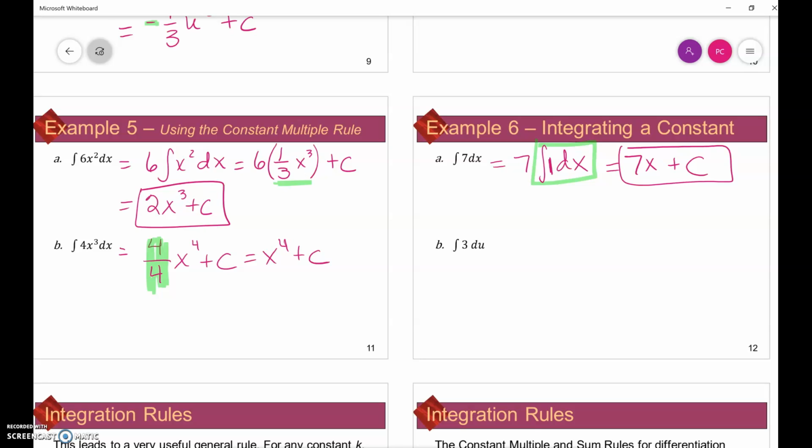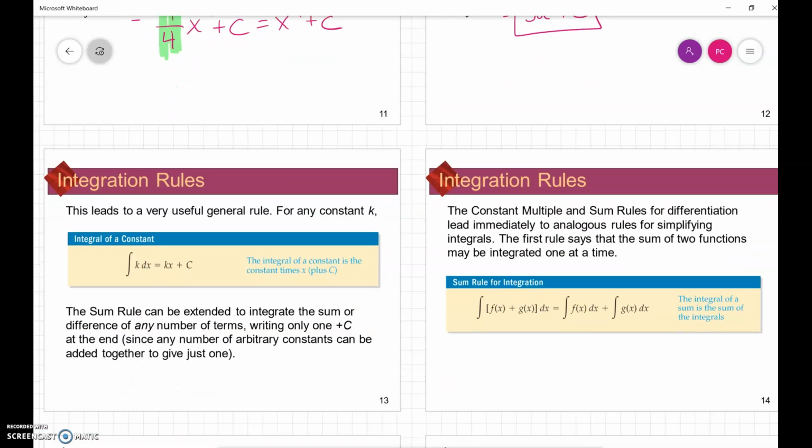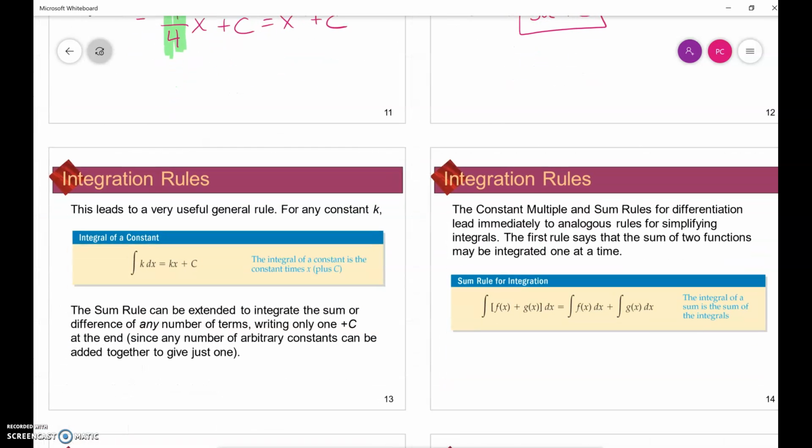Okay, so we don't have to take this step to pull everything out in front, knowing that the integral of a constant is just the variable times the constant. So the integral of 3 du would be 3u plus c, and you're done. And this leads us to a very general rule. For any constant k, the integral of k dx is equal to kx plus c. So the integral of a constant.